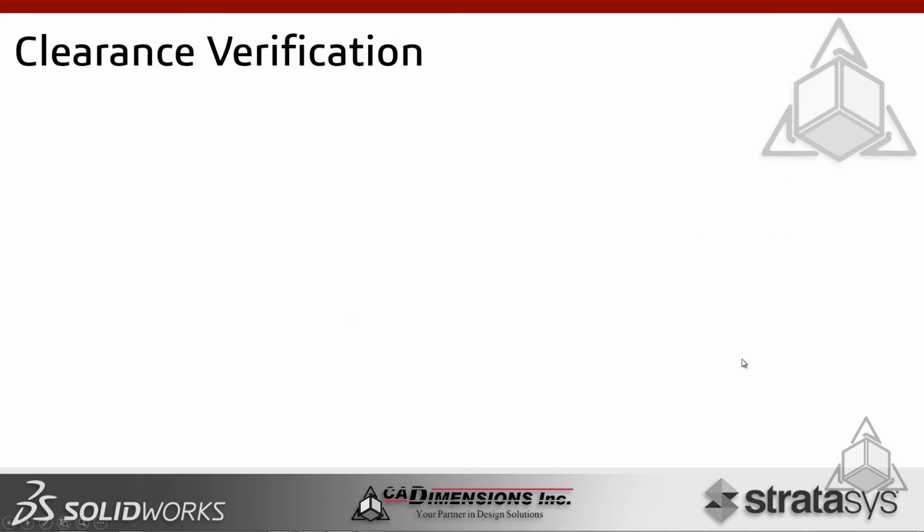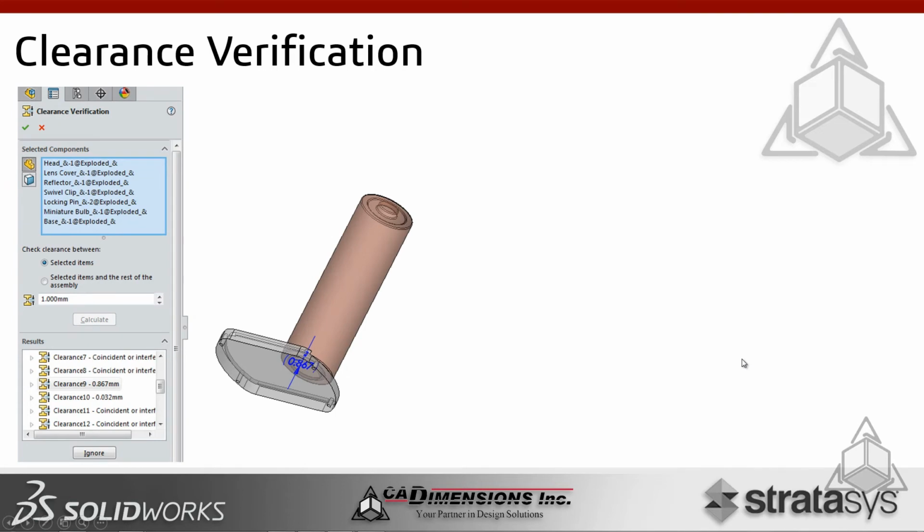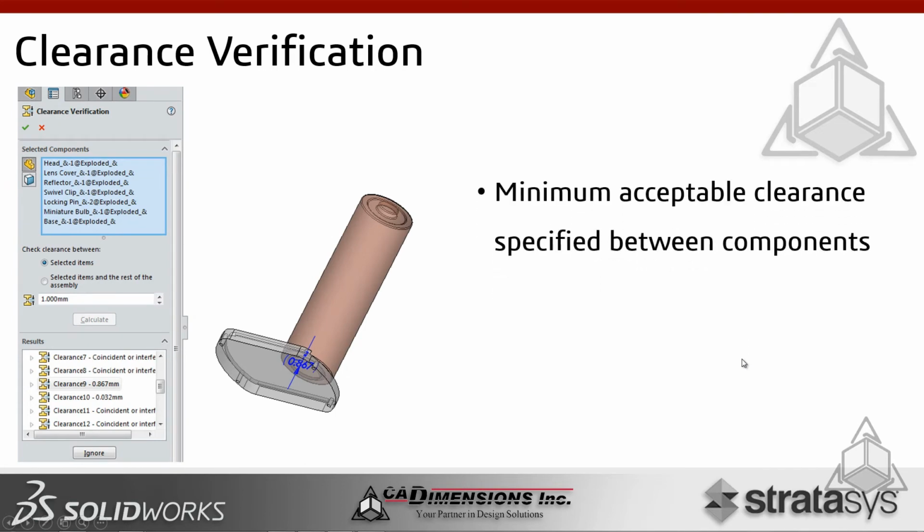So clearance verification. Clearance verification determines the minimal acceptable clearance specified between components. So you basically say, okay, this is the minimum value. Show me any clearances between components that are less than this value. Now the great thing is it's definitely easier than manual measuring, because if you have two components and you're like, okay, what's the distance between these, and you have to go in the measure tool and find it out, whereas you can just say, okay, anything that has a gap smaller than 1 millimeter, show it to me.